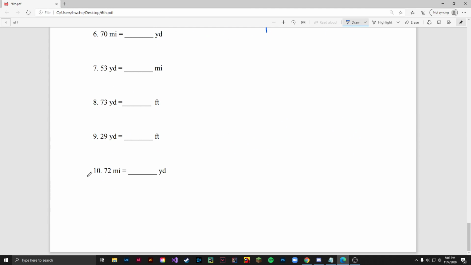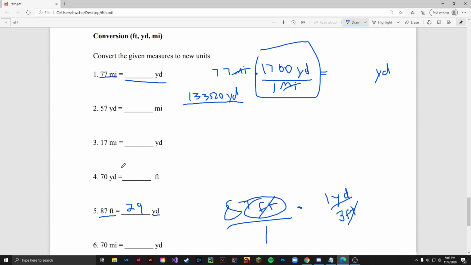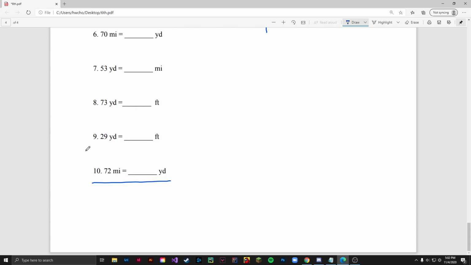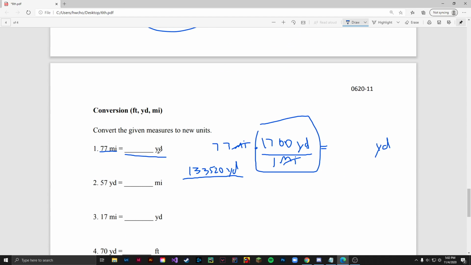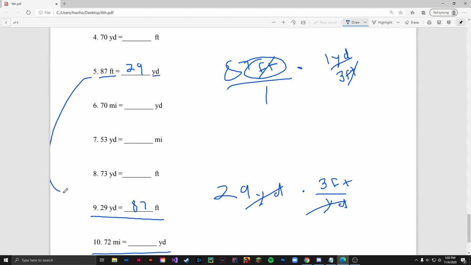And right here, let's just do the last problem. 72 miles to yards. Actually, let's not do that problem since it's going to be a huge number. You guys should know the concept is the exact same as number 1. Let's do number 9. 29 yards to feet. We went over that 3 feet is equal to a yard. 3 feet over a yard, so that this and this cancel out. So it becomes 29 times 3, which is going to become 87 feet. If we look over here, hey, these two problems match up. 87 feet, 29 yards.